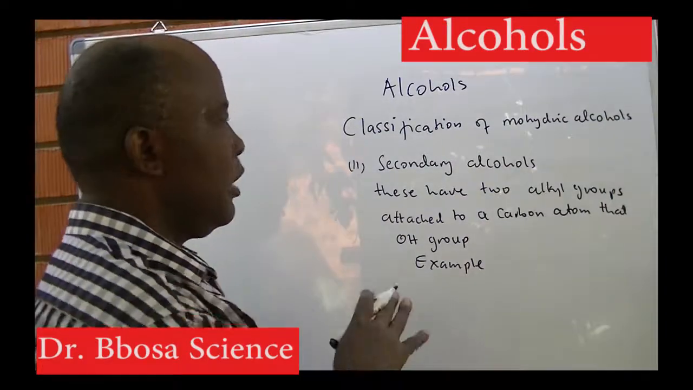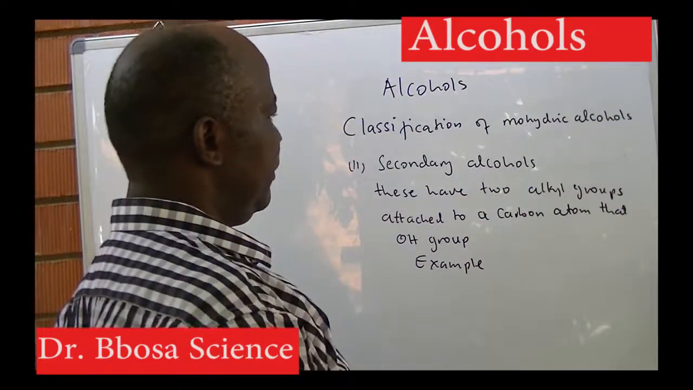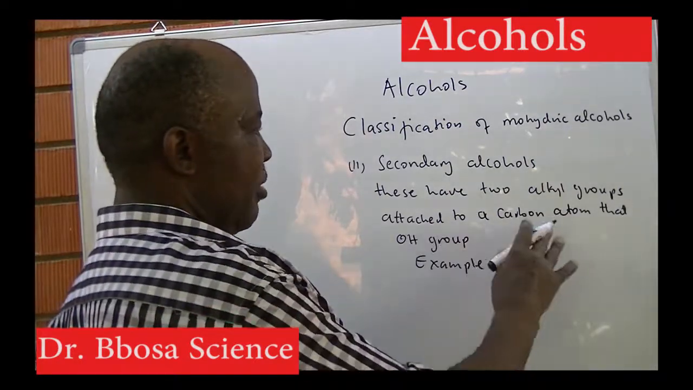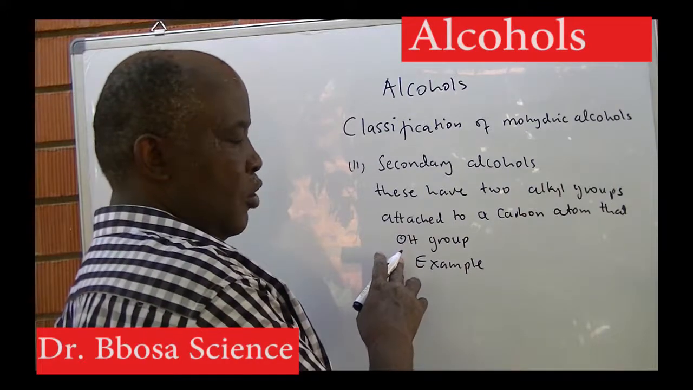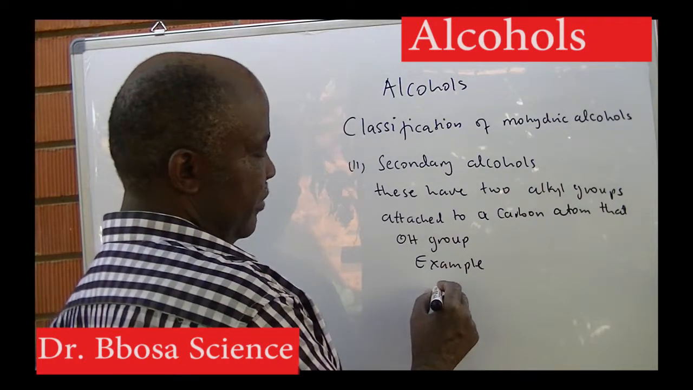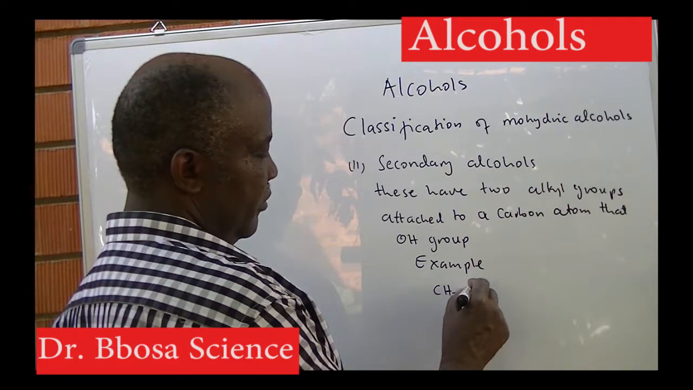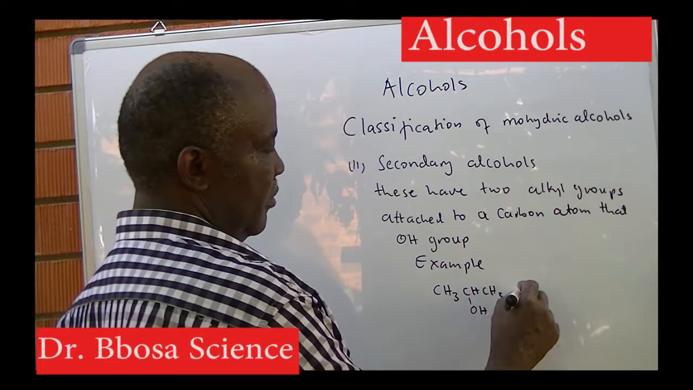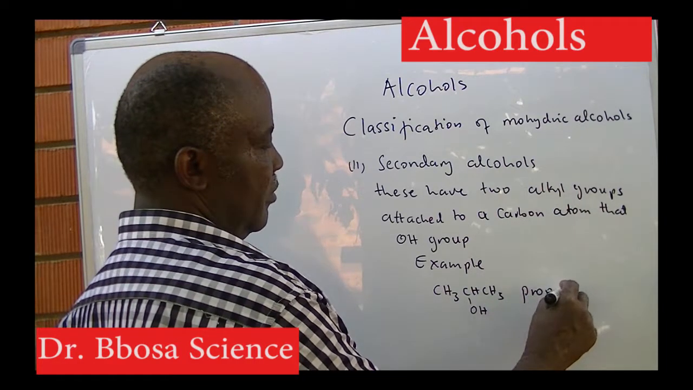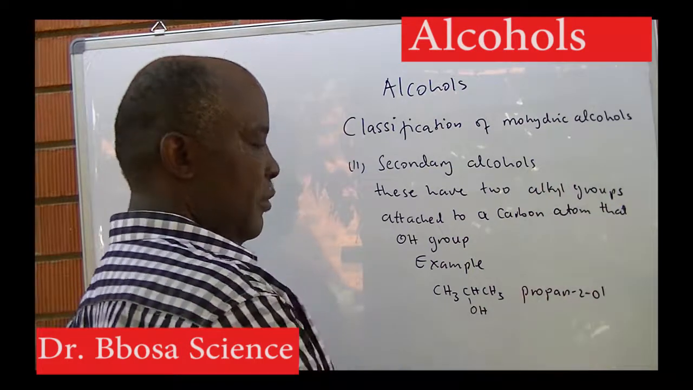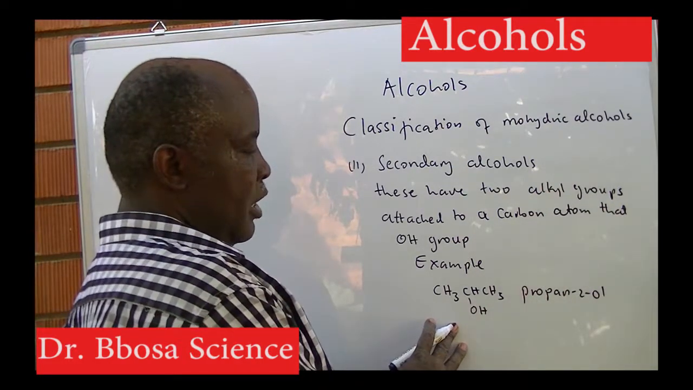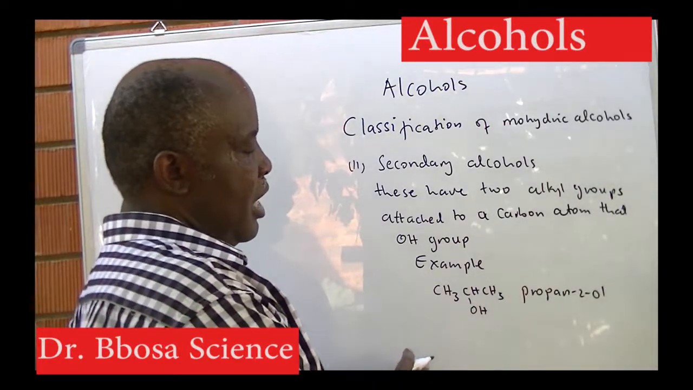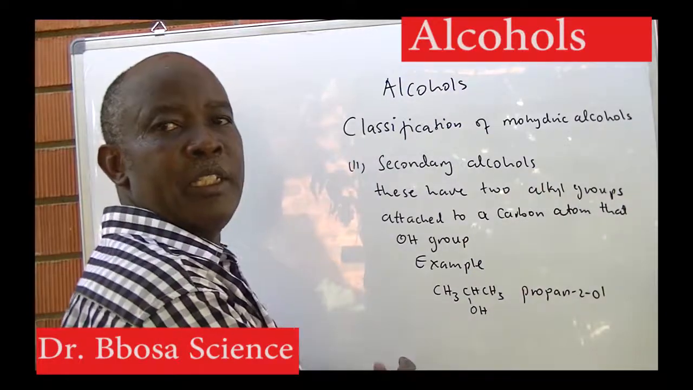Secondary alcohols have two alkyl groups attached to a carbon atom that carries the OH group. An example is propan-2-ol. In propan-2-ol, two methyl groups are attached to a carbon atom that carries the OH group.